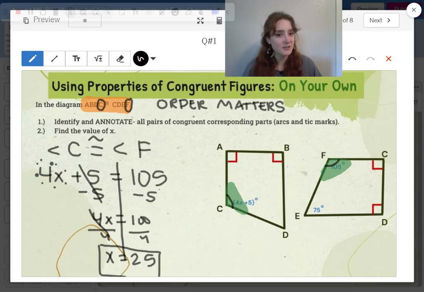Again, we're looking at the figure. What are they telling us? How can I use this information? Okay, that's question 1.